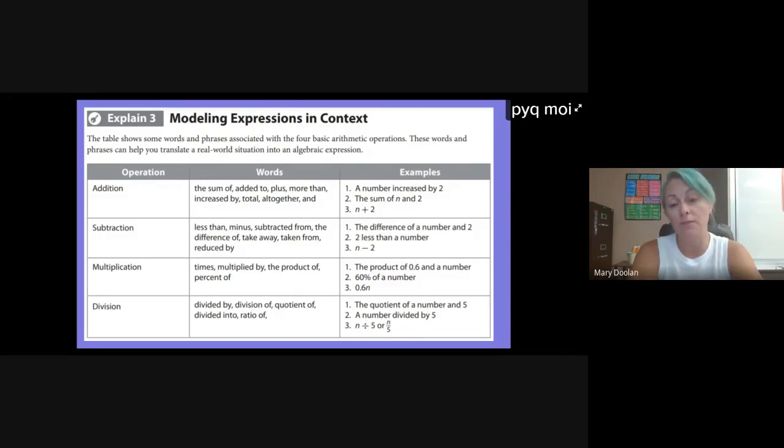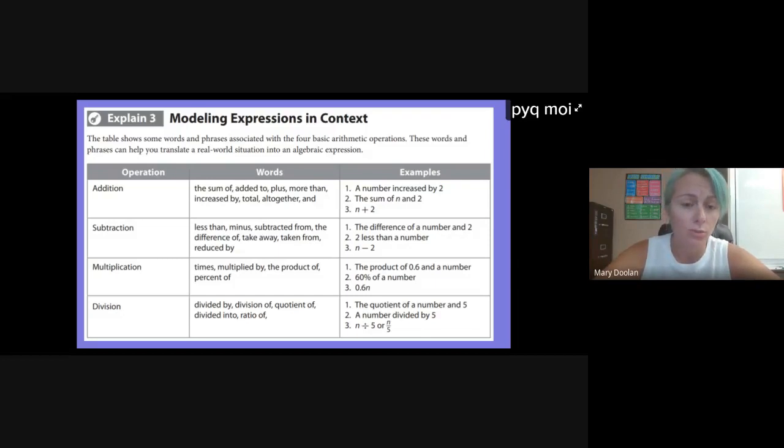And examples of that, a number increased by 2. Okay, a number is an unknown. That's where you would use a variable. The sum of n and 2. So both of those would be represented the same way, which is n plus 2, like you can see in number 3. They all mean the same thing, but you'd have n plus 2.